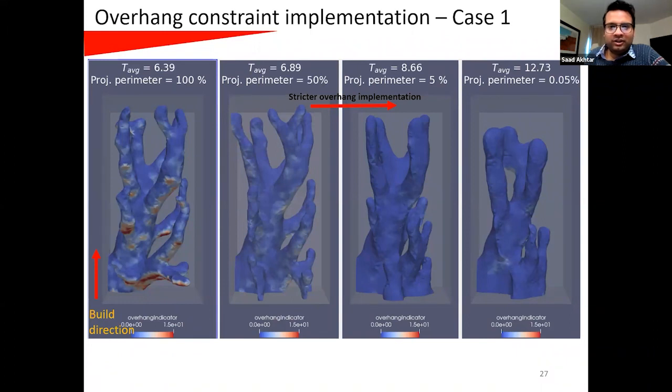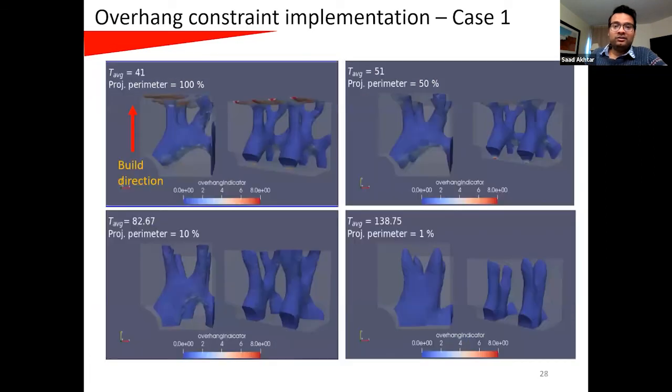However, the cost function jumps significantly at a certain point. From the research that we did, this approach was much more intuitive to figure out the optimum target overhang values. And what we found was that between 25% to 5% of the projected perimeter is the optimum value for the target overhang. This also checks out for our other problem, where we got similar results.